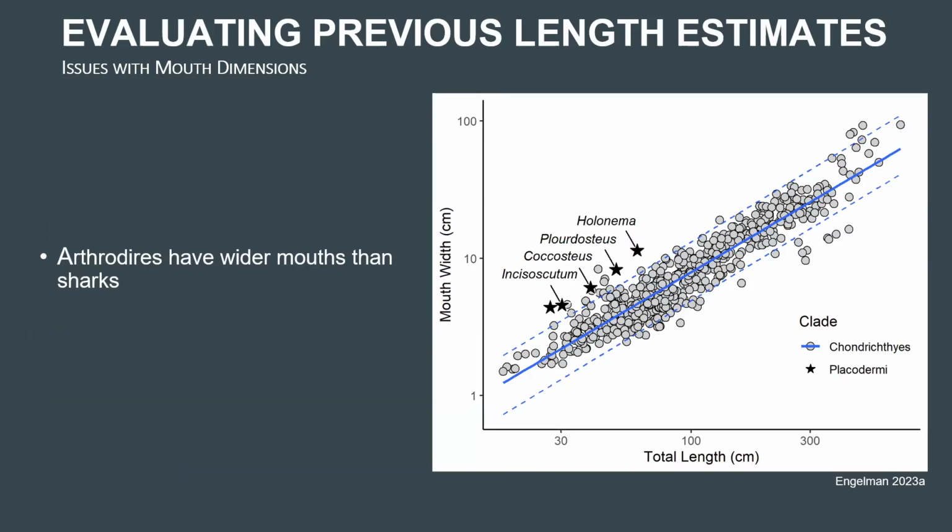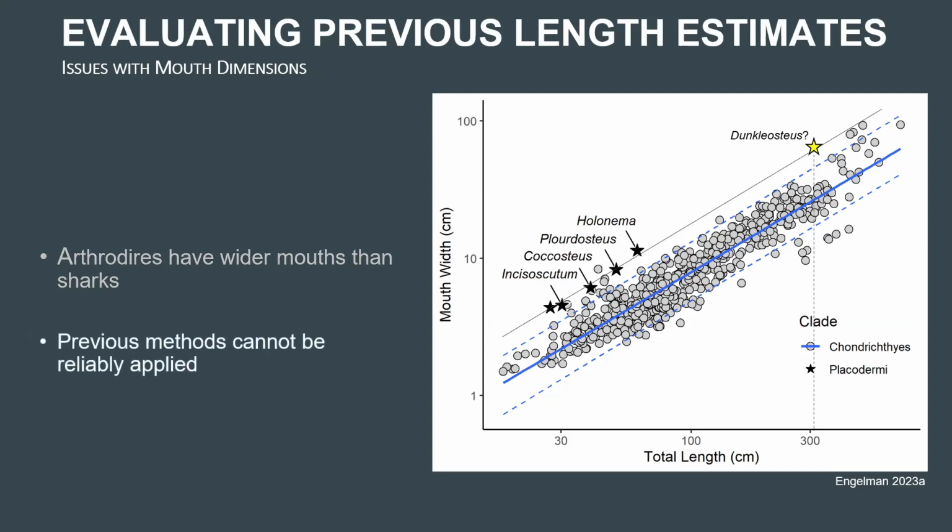So Arthrodires basically just have wider mouths than sharks at similar body sizes. And in fact, if you roughly plot the line that you see for Arthrodires and you just stick Dunkleosteus in there without any second thought, you get a length of about 3 meters if you're just looking at Arthrodire mouth proportions. What this means is that these previous methods that use mouth length basically can't be applied.